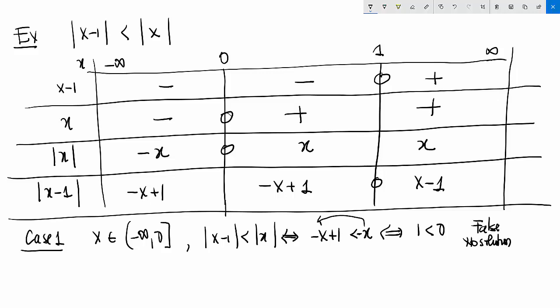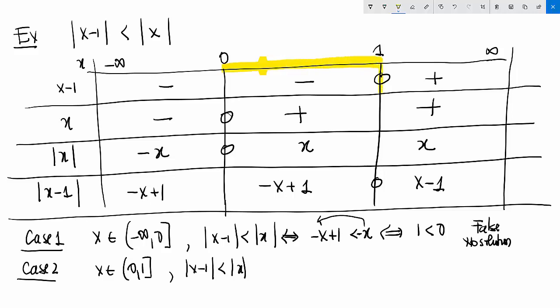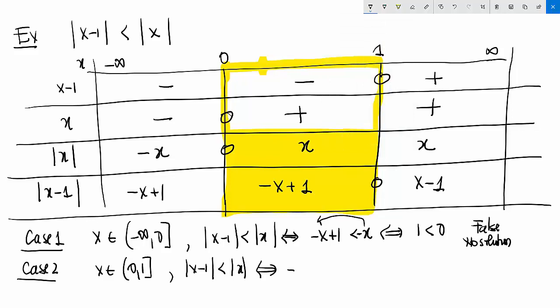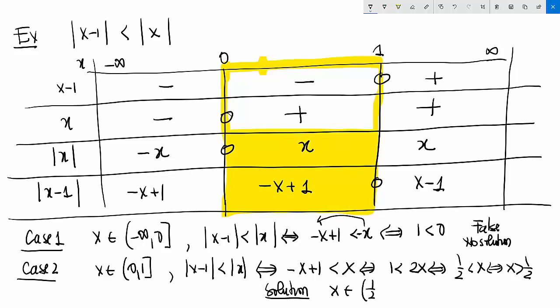So case 2, let us suppose that x is in between 0 and 1. Then in this case, our inequality, right? So here we are really in this scenario. Particularly, we have to pay attention to this part here. So our inequality becomes equivalent to negative x plus 1 is less than x, which is equivalent to 1 is less than 2x, which really is equivalent to 1/2 is less than x, or x is greater than 1/2. And so in this case, the solution set here is that x is an element of (1/2, 1).